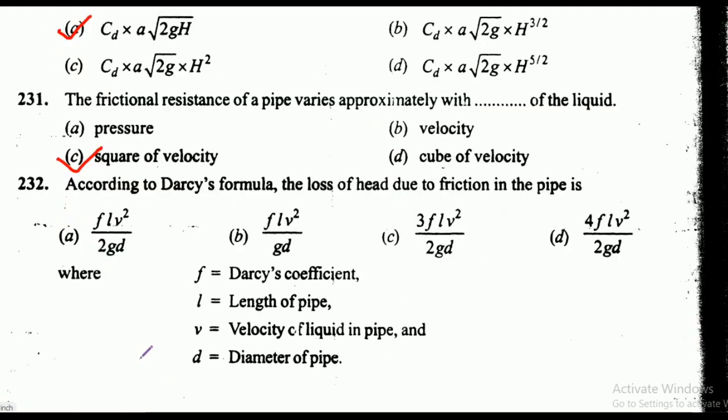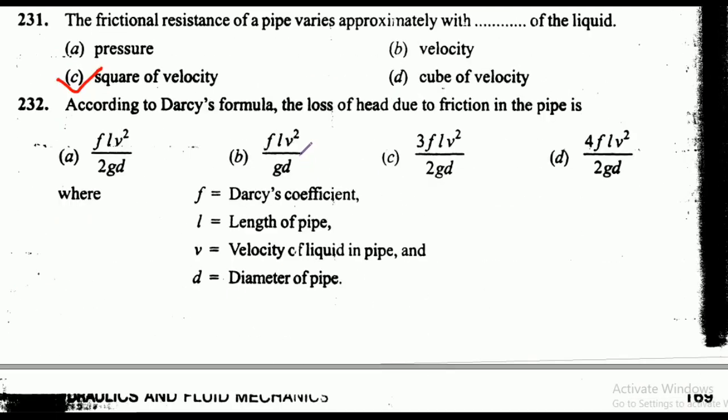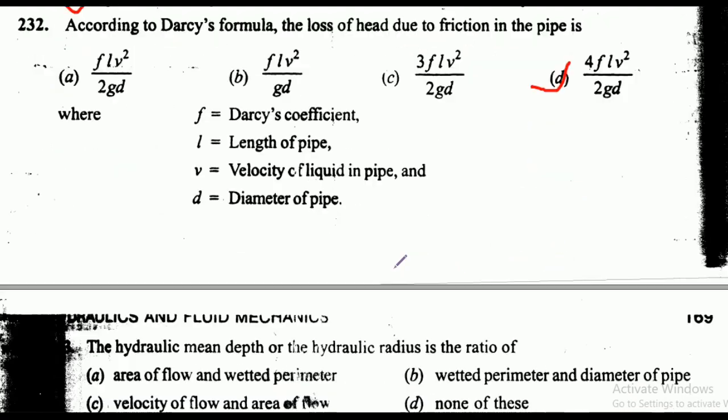Next, according to Darcy's formula, the loss of head due to friction in the pipe is. Here, friends, these are the options, where F is equal to Darcy's coefficient, L is the length of pipe, V is the velocity of liquid in pipe, and D is the diameter of pipe. So here the correct answer is option D, that is 4FLV squared upon 2GD.